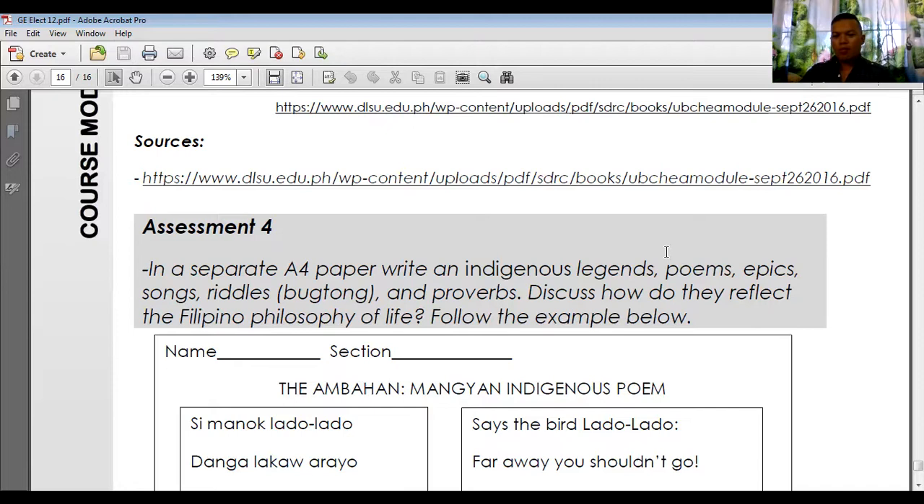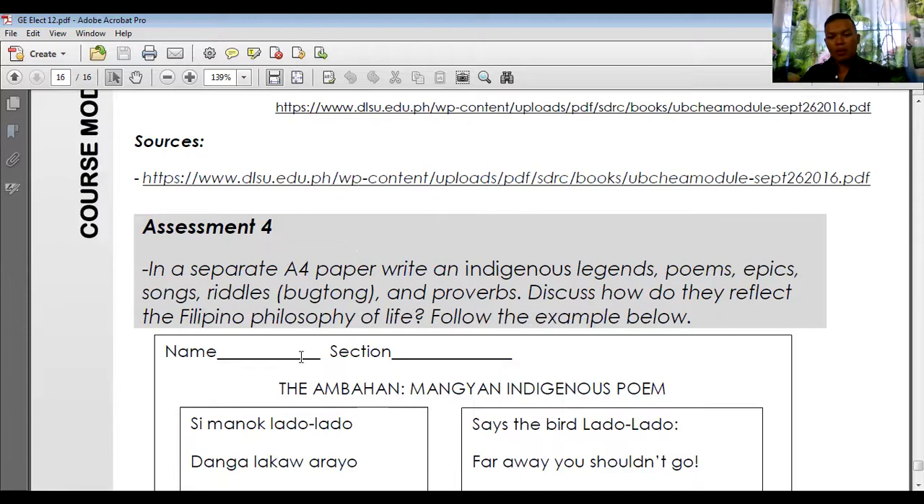Or epics. Dili na epic fail. Epics. Mga compilation of a short story or short adventure basing sa mga indigenous community. Then we have songs, indigenous songs, riddles or bugtong, and then proverbs, mga panultihon sa mga indigenous community. Then you have to look for it, find an example, and then put it in an A4 bond paper, then discuss how they reflect the Filipino philosophy of life. So follow the example below.